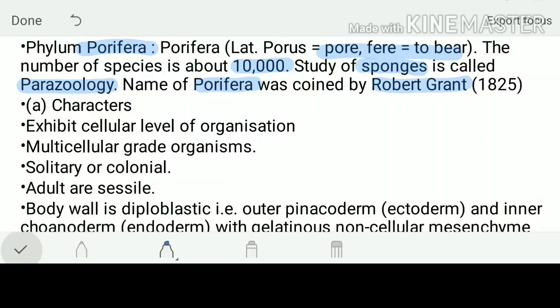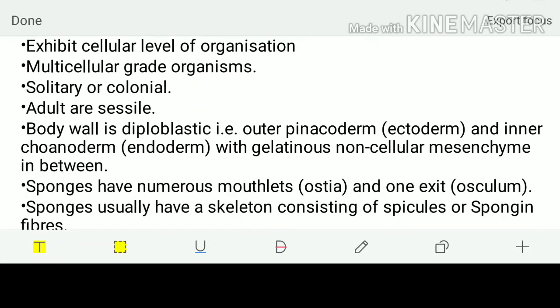Now, starting with the characters first. What are the characters? So here, they exhibit only the cellular level of organization, which means this will be starting with the cellular level of organization, then we'll be dealing with the tissue level, then organ level, and then the whole complete body level organization. So this is the most primitive one, which is exhibiting the cellular level of organization.